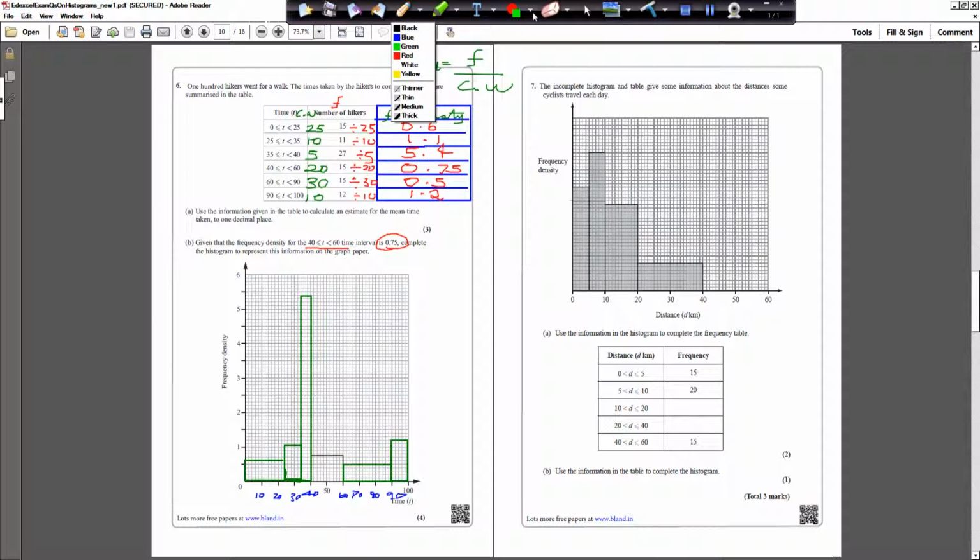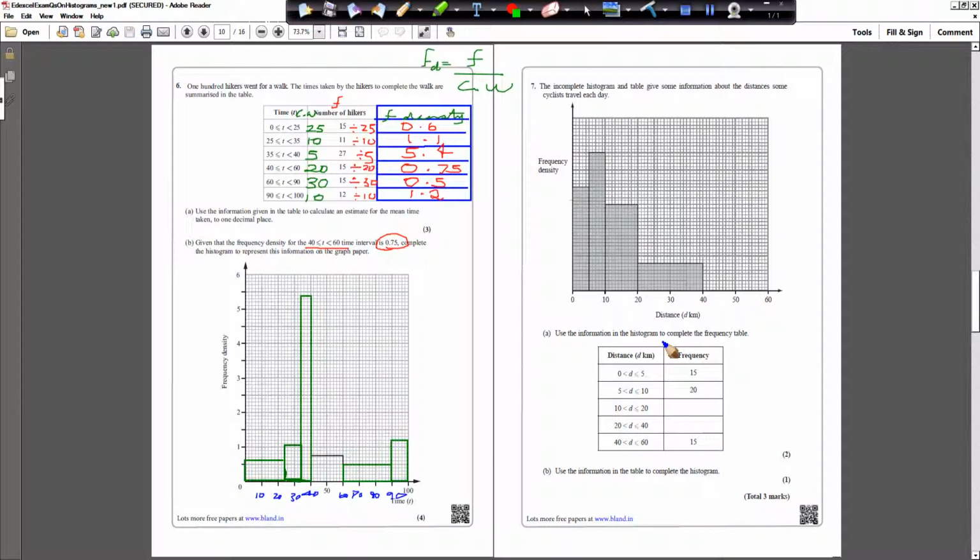We need the box again. The incomplete histogram and table give some information about the distance some cyclists travel each day. Frequency density has not been calibrated. We need to calibrate it. Distance is here, frequency here. We need another column, or we can even just write the calculation on the side if we don't do another column. So let's have a look what we're going to do with this question here.